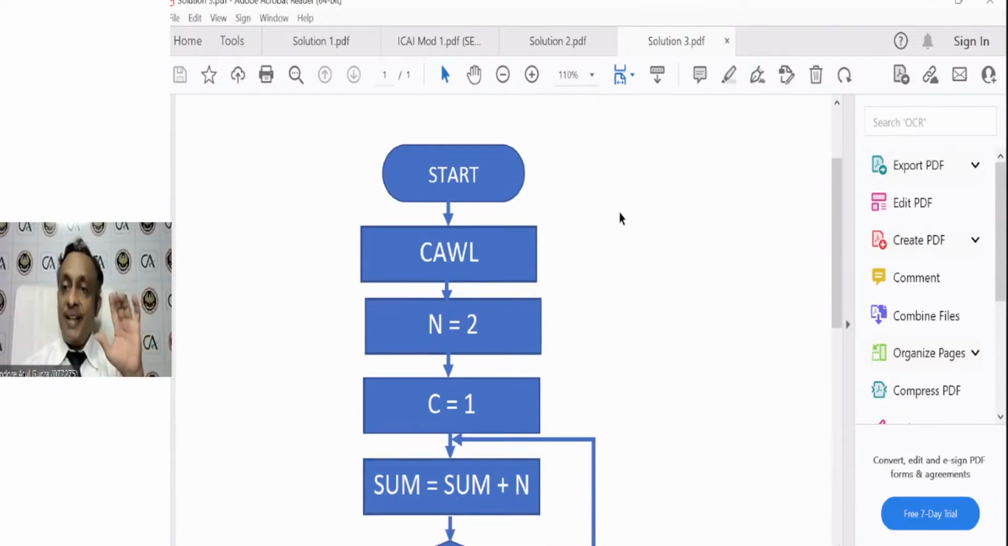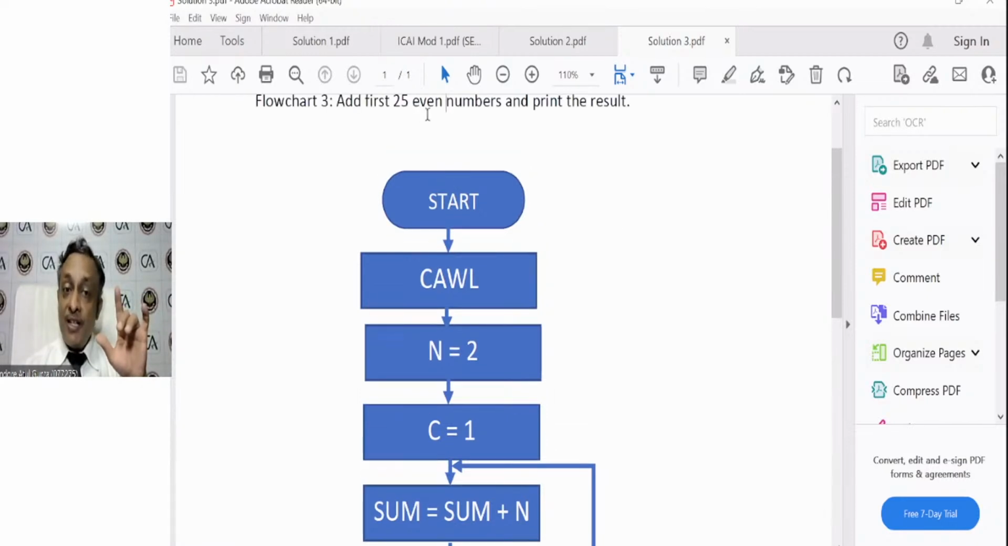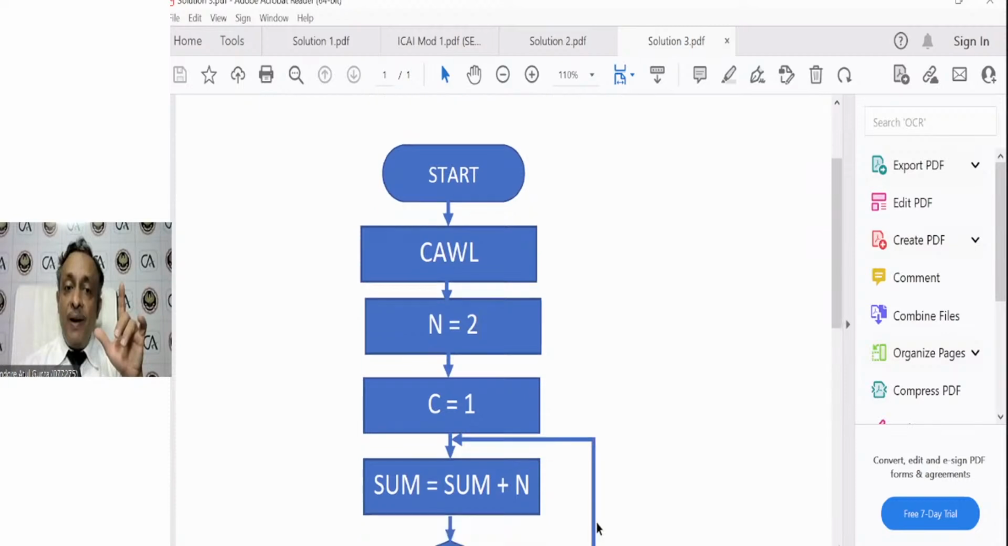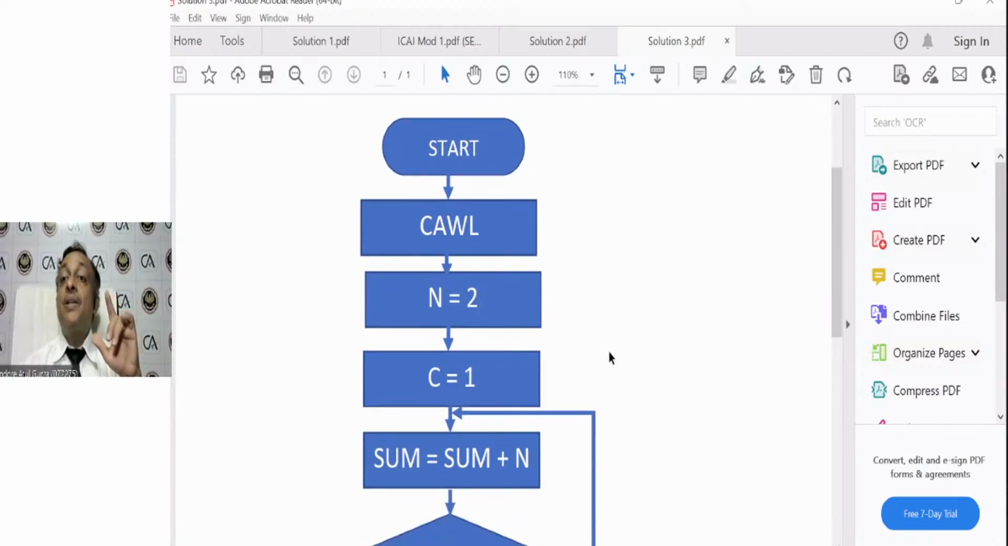Clear all working locations. Now, because the question is first 25 even numbers, I create a variable which has value 2, the first even number. Then, because I have to do it 25 times, I create a C that represents my counter.